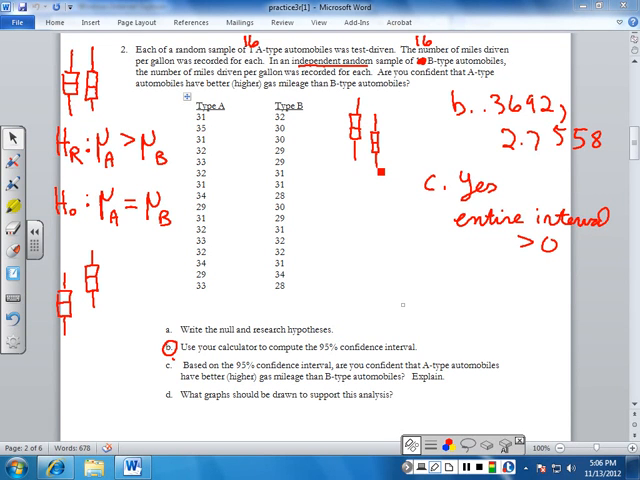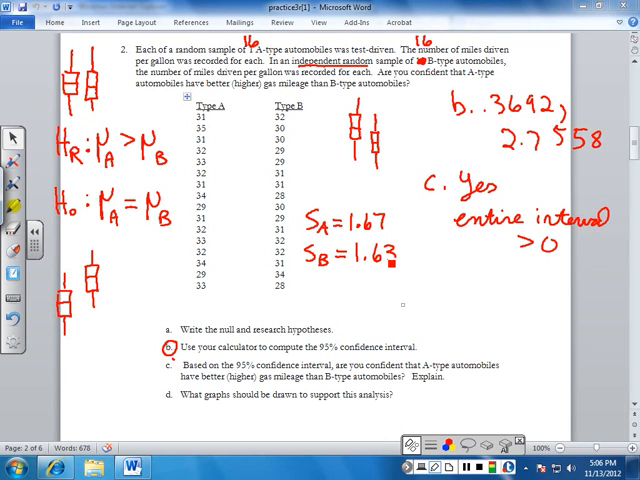Okay, so I want to come back and do just a couple of other things on this. When we put this in our calculator, I'll just put the standard deviation for group A was 1.67. And the standard deviation for group B was equal to 1.63.